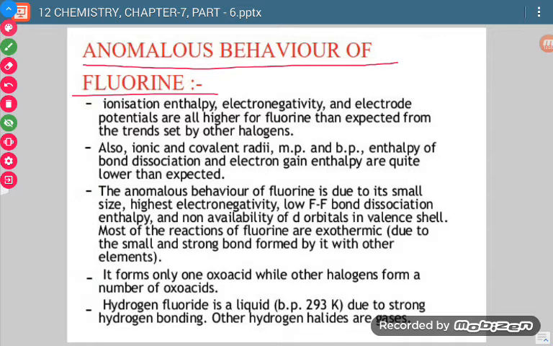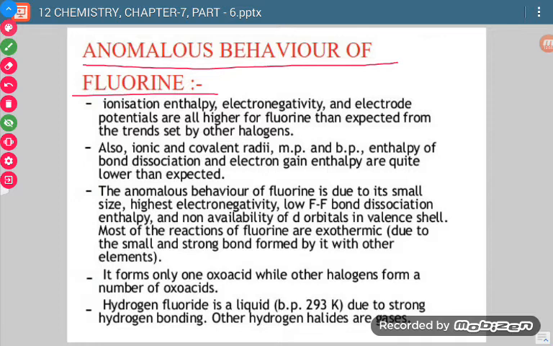Ionic and covalent radii, melting point and boiling point, enthalpy of bond dissociation and electron gain enthalpy are quite lower than expected. Now this is because it has a very small size, and because of that the electron density is very high. So because of that there are inter-electronic repulsive forces, and because of that, all these things are happening.